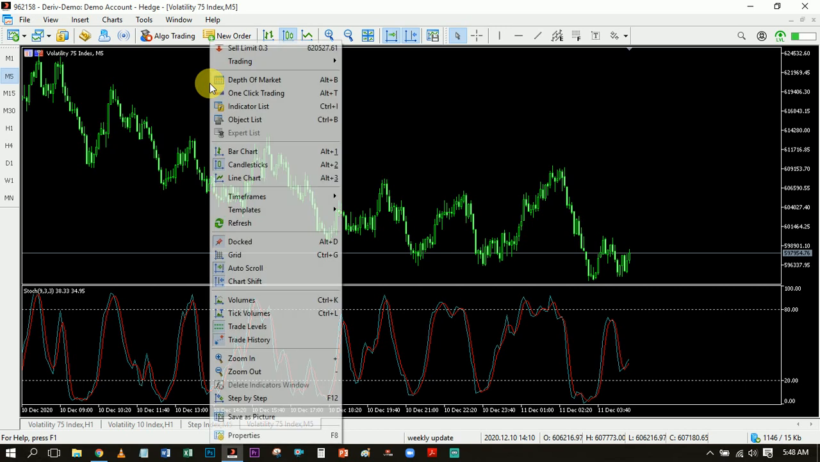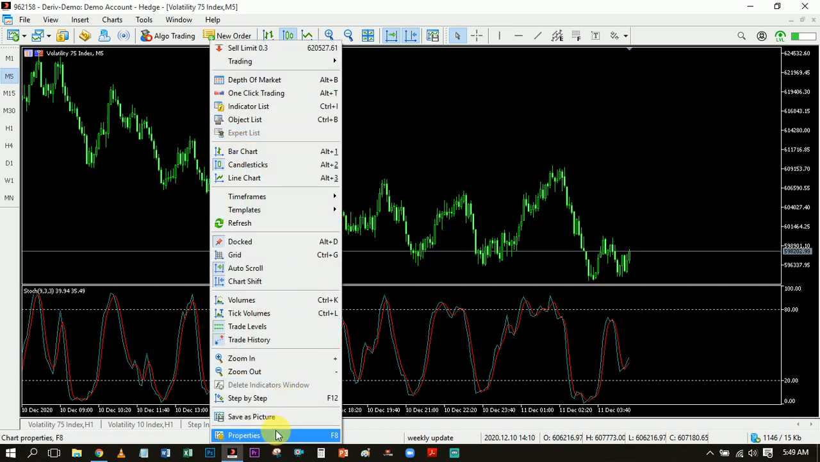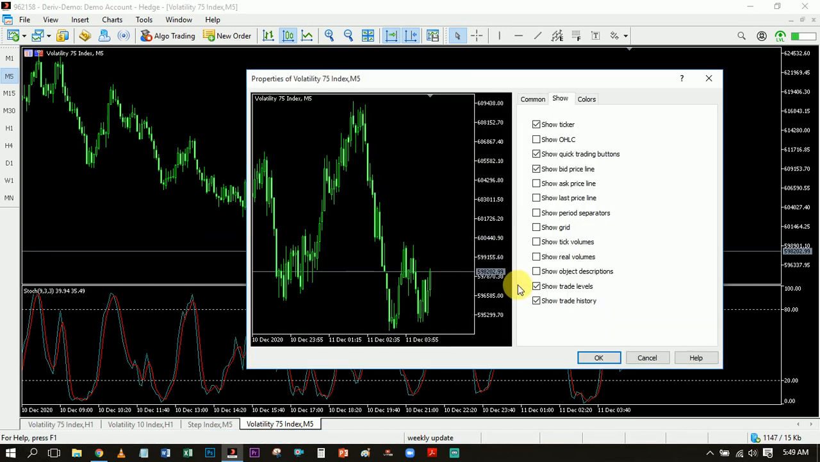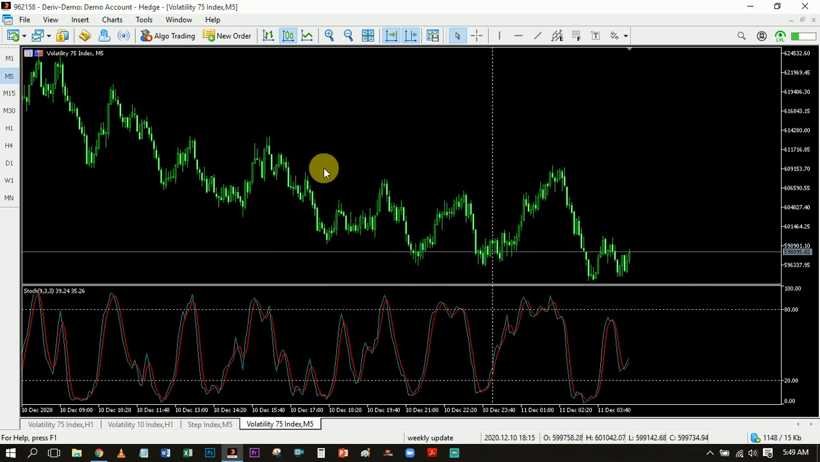Now the next thing you want to do is open properties, set your period separator, then click OK. I'm going to explain why I'm doing all this, and you also want to work with a smaller time frame because you're basically scalping. You're taking profits fast and quickly. That's what you actually need.